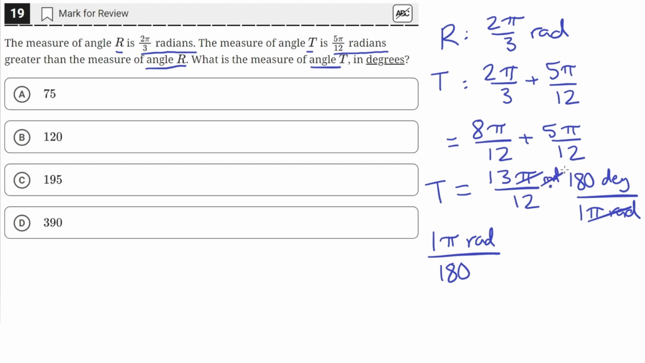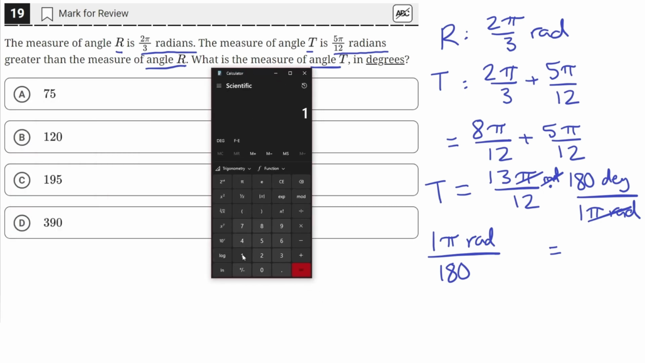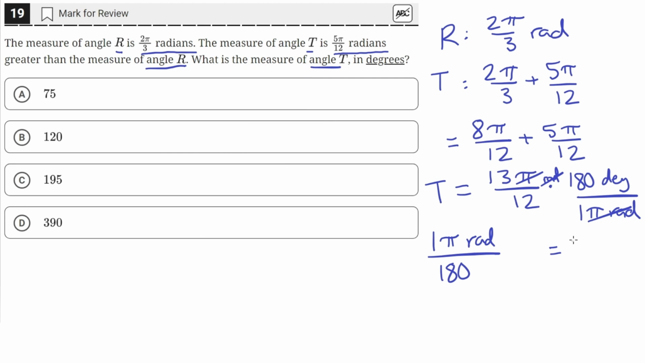since this had a unit of radians, and we'll get the measure of this angle from radians into degrees. So we have 13 times 180 in the numerator, and we'll divide that by 12. So we'll get 195 degrees. So the measure of angle t in degrees is 195. So C is the correct answer.